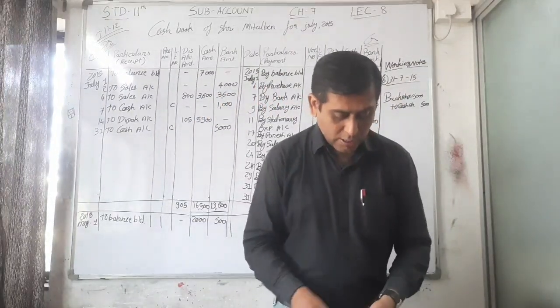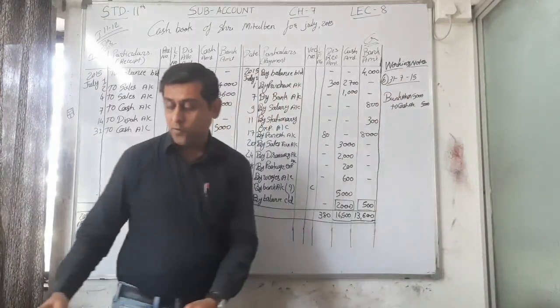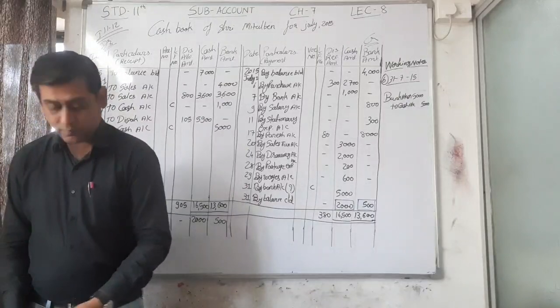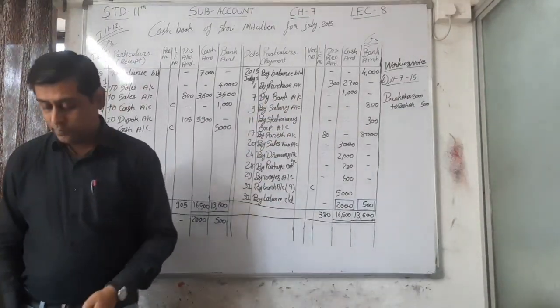So here your illustration number 12 is over. First of all, I am giving 1 minute for that. Please write down the entry as well as the transaction as well as the working note. Please write down.